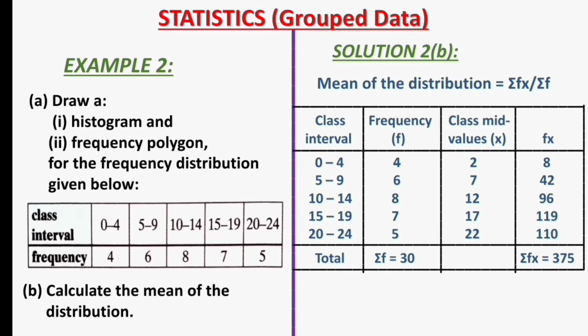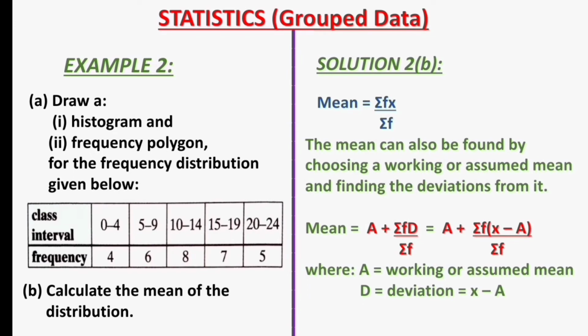Let's see if you are right. Since the mean is sum of fx divided by sum of f, the mean becomes 375 divided by 30, which is equal to 12.5. I hope the solution to question 2 is clear to you. Please note that the mean can also be found by choosing a working or assumed mean and finding the deviations from it.